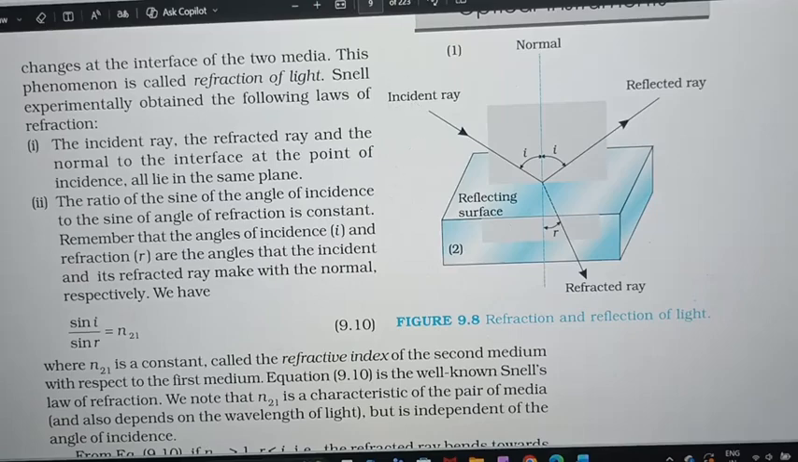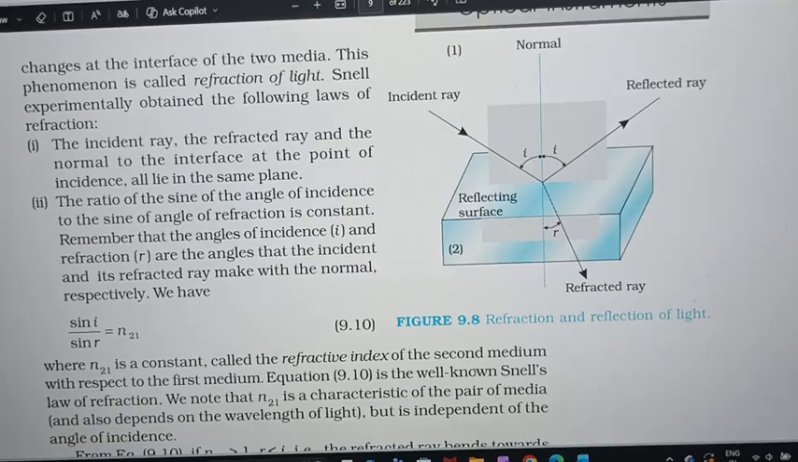So when you calculated this value and found that n21 is greater than 1, that means the numerator is greater than the denominator, so sin i is greater than sin r, so obviously angle i is greater than angle r. i will be greater than r, meaning the refracted ray goes towards the normal, it will bend towards the normal. That means it is entering from a rarer medium to a denser medium, and in the denser medium the speed of light is reducing.